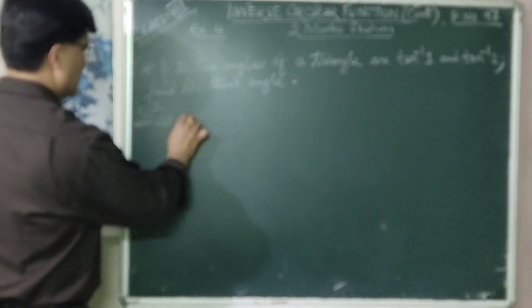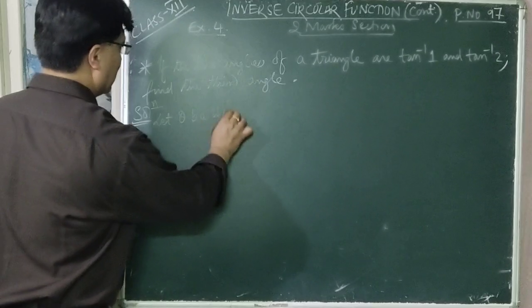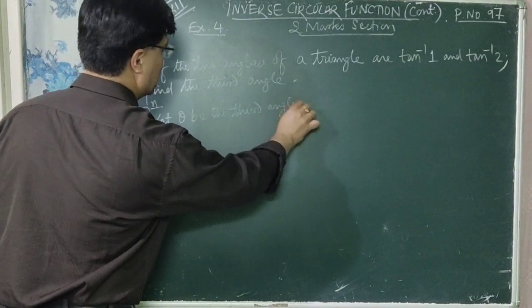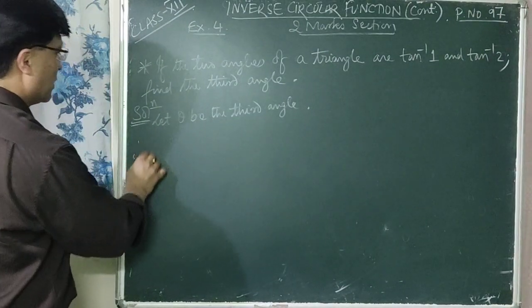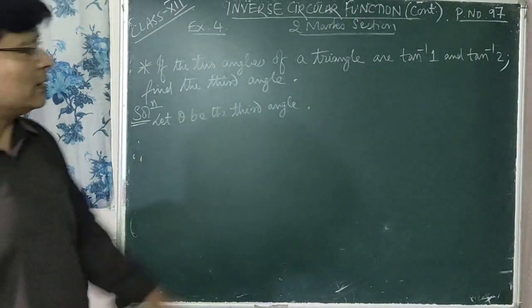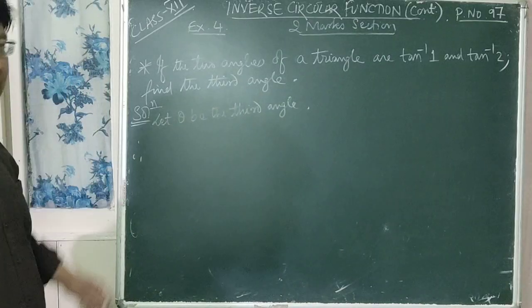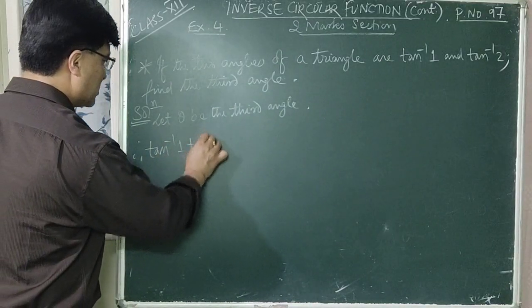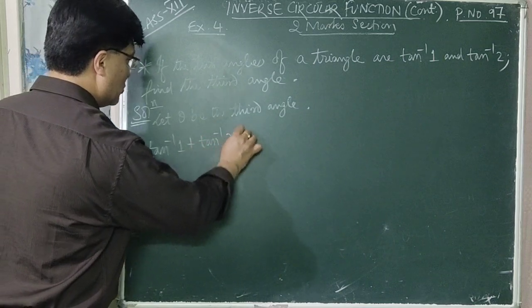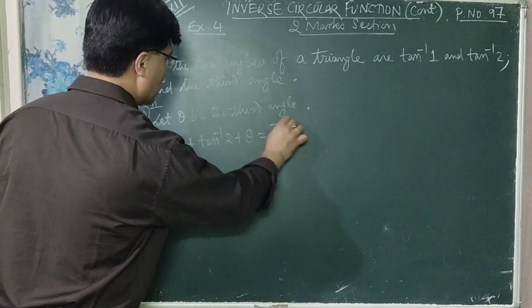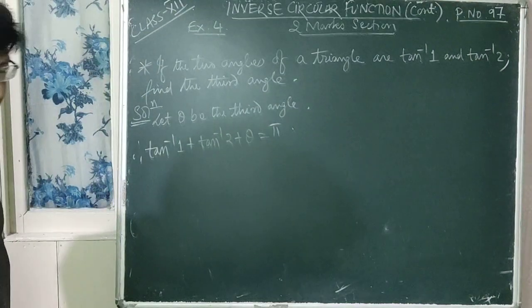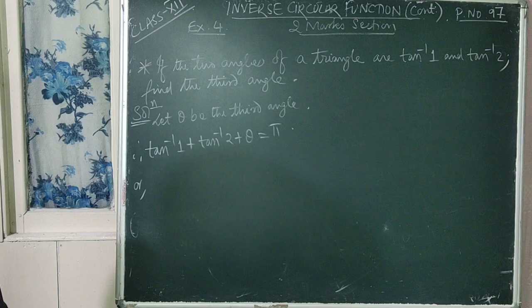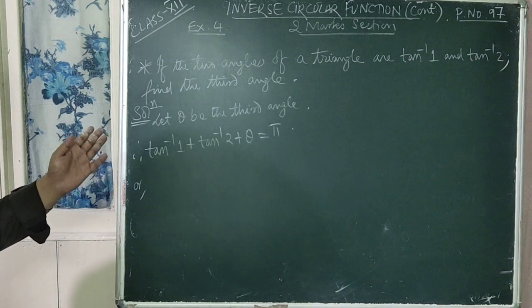Let theta be the third angle. So now the three angles of a triangle here are tan inverse 1, tan inverse 2 and theta, isn't it? That is tan inverse 1 plus tan inverse 2 plus theta is equal to pi. Clear? Next, what is tan inverse 1 plus tan inverse 2? Use the formula. Same formula used here.